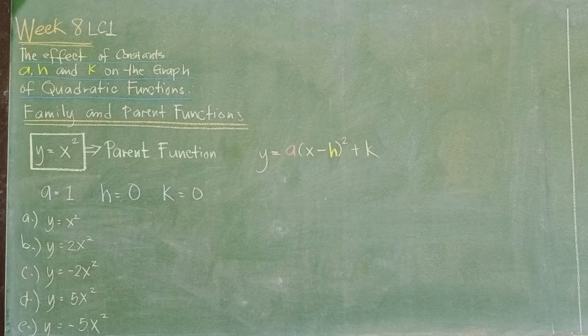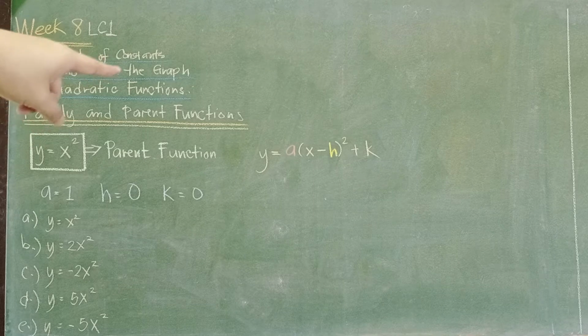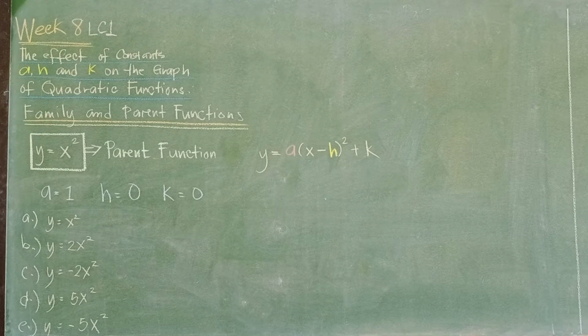Now, for week 8, LC1, the effect of constants a, h, and k on the graph of quadratic functions. So, in the previous video, nalaman na natin ano yung graph ng parent function na y is equal to x squared, wherein a is equal to 1, h is 0, k is 0. Now, this time, aalamin natin ano kaya magiging itsura ng graph kapag tinataasan natin yung value ng a o binababaan natin. So, yung h and k would still be equal to 0.